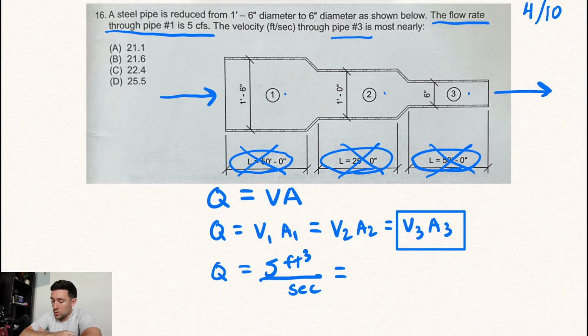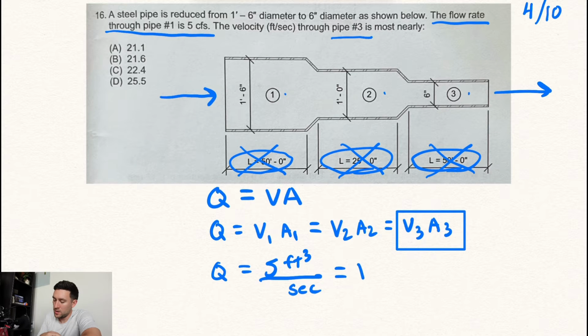Well, if we know that Q equals 5 cubic feet per second, and we're trying to solve for a velocity in pipe 3, I'm going to put my attention to this multiplication right here, V3A3. I know that I can equal the 5 cubic feet per second to V3A3.